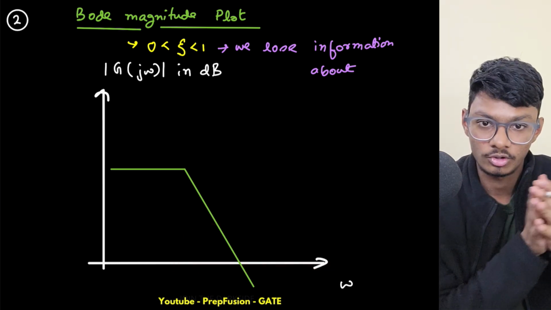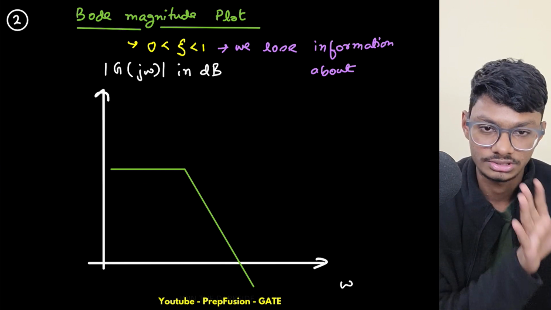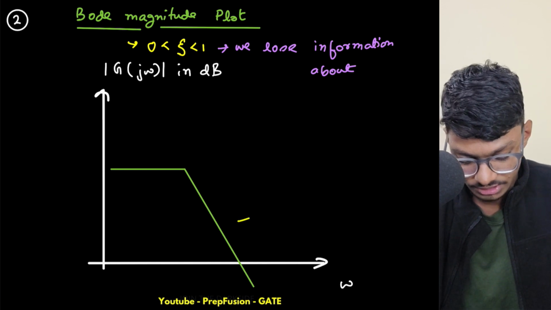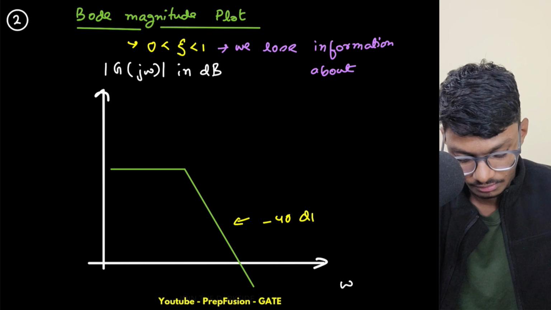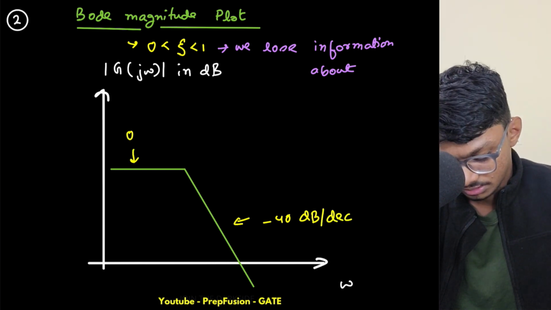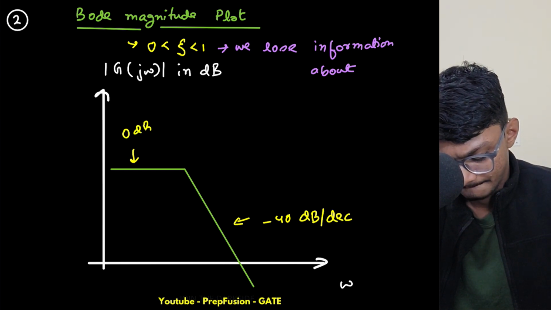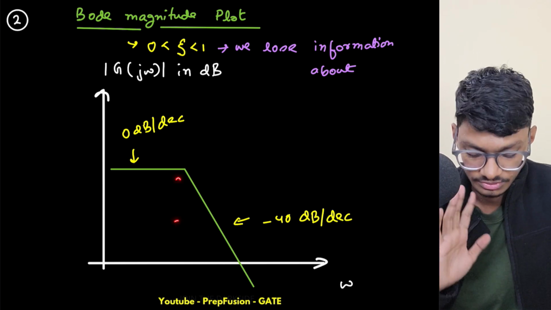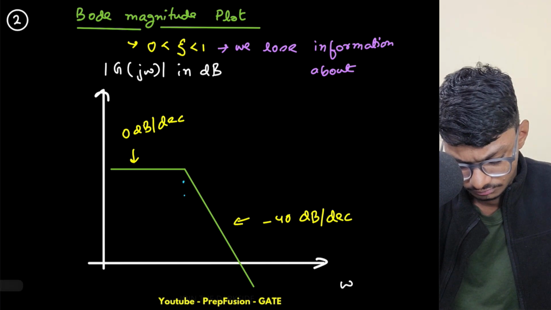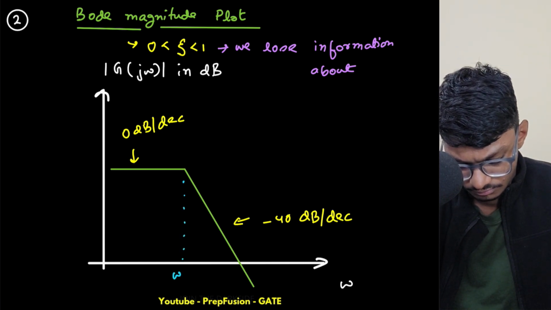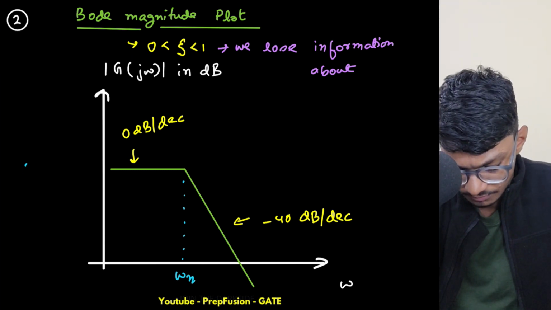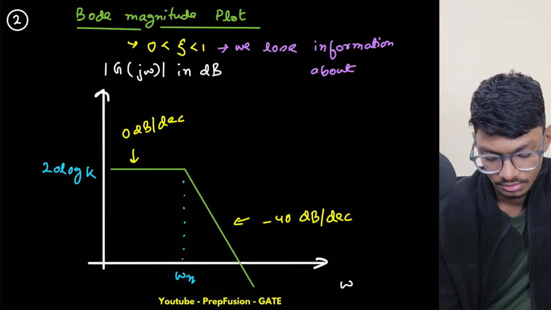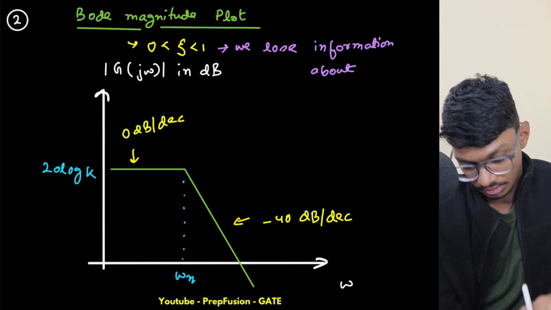For all those things, we had to approximate the plot, so we plot the standard second order system here. For this case, what would be my corner frequency? As I showed, at the high frequency region the asymptote is minus 40 dB per decade, and here it is 0 dB per decade. These two asymptotes are meeting here, and this meeting point is known as the corner frequency, which equals omega n. And this DC value is 20 log K. So this is basically the Bode plot for this zeta based system.